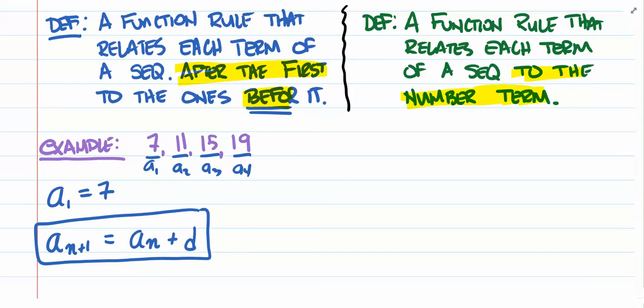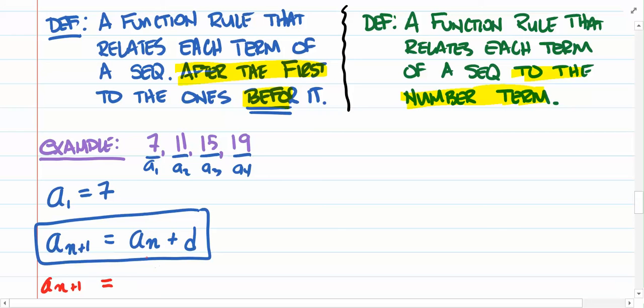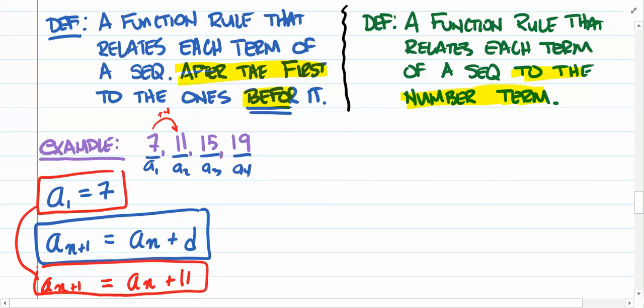So in this case, the specific one would be this. A sub n plus 1, so the next term in the sequence, is just going to be the previous term, right? A sub n plus the common difference, which happens to be, in this case, if I take 7, I have to add 4 to get to 11. So it would be a sub n plus 4. And you have to define your first term, because it says after the first one to the one before it. So we define the first term, and then we say the recursive formula would be this.